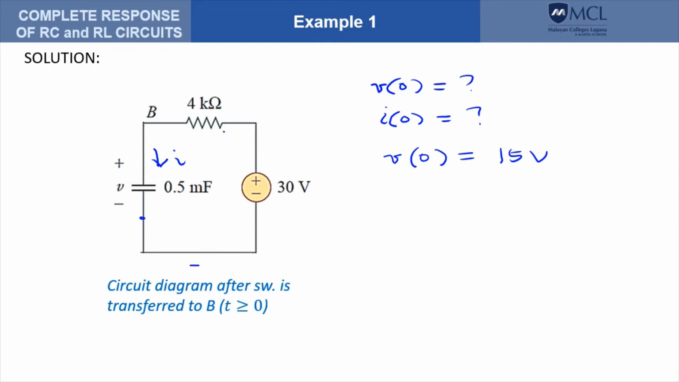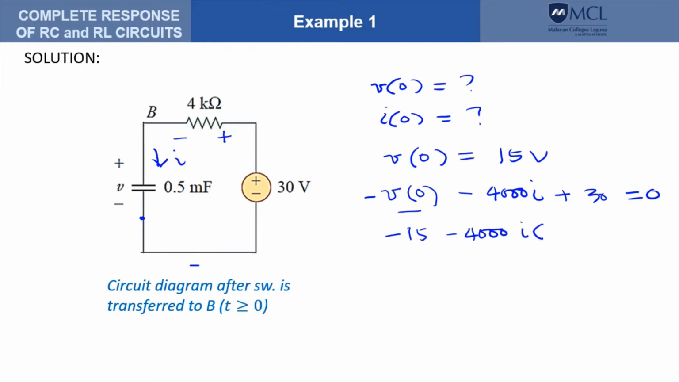So the voltage across the 4K is positive here and negative there. So writing the KVL starting here, that would give us a negative V at t equals 0 minus 4000 I plus 30 volts equals 0. Now this voltage is 15 volts. So take note, I here is at t equals 0. And that should give us an I that is equal to 3.75 milliamps.